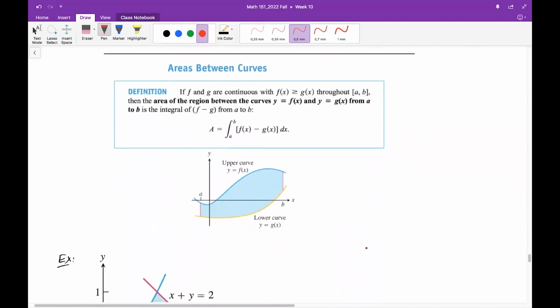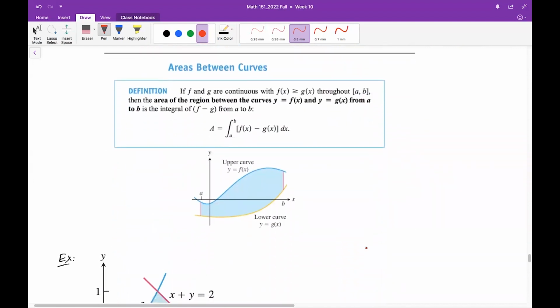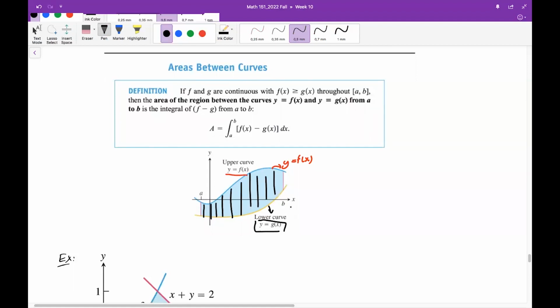Okay, let's move on. Now we will talk about areas between curves. So look at this graph. You have an upper curve here, y equals f(x), and you have a lower curve, which is the yellow one. The equation is y equals g(x). What we want to do is to find the area between them. So can we compute the area between these two graphs? It is possible by using the definite integral. Area between curves.